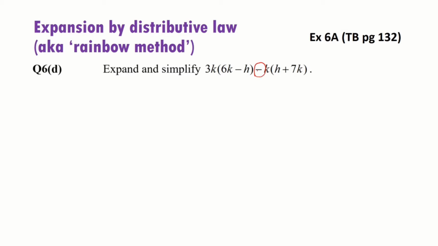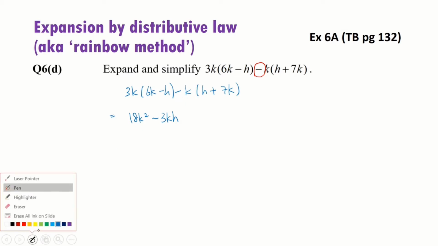So with this minus sign over here, when we do our expansion, we have 3k times 6k minus h minus k times h plus 7k. Right? So we do our rainbow, so 3k times 6k, I will get 18k squared. 3k times minus h, I will get minus 3kh. Then after that, with this minus sign here, alright, you need not actually put in the brackets.